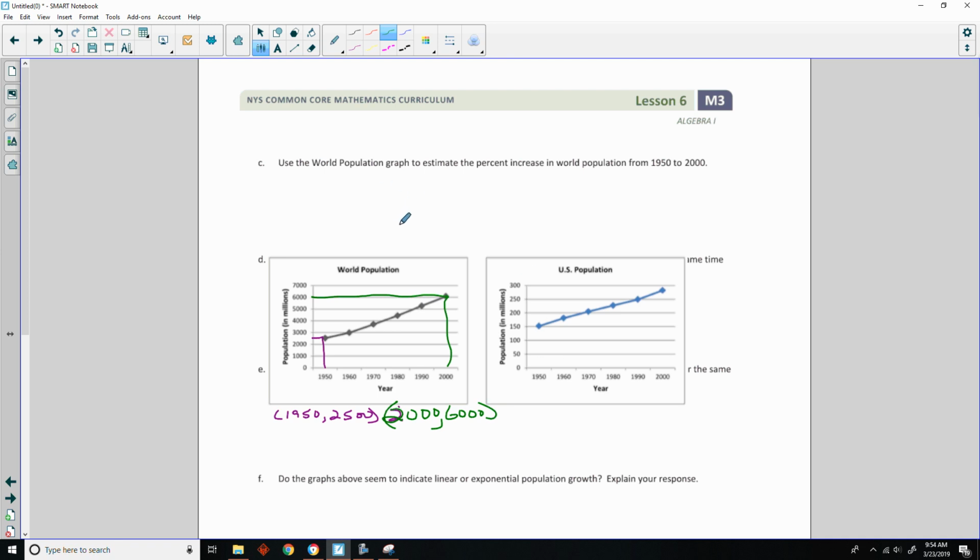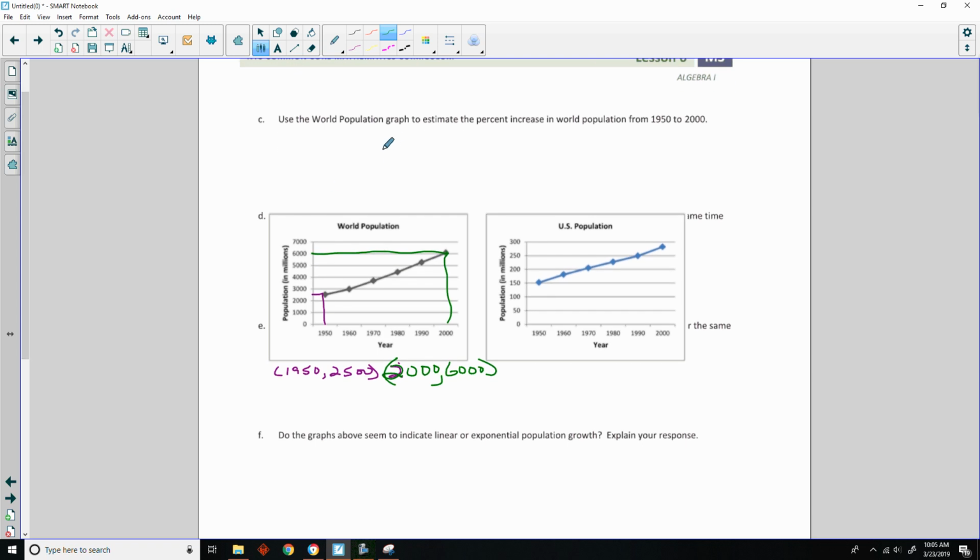So we're going to use the world population graph to estimate the percent increase from 1950 to 2000. The percent increase, remember, using the formula. So we need to remember the formula for percent change. And that is percent increase in this case. That's a change in the percent. It's new minus original divided by the original times 100%.